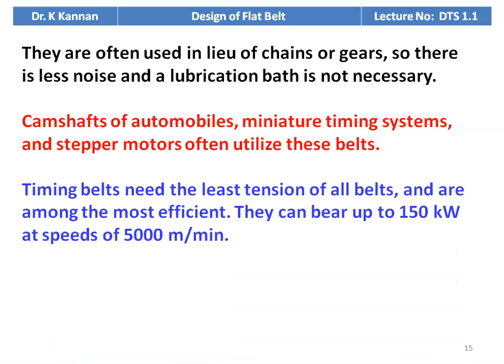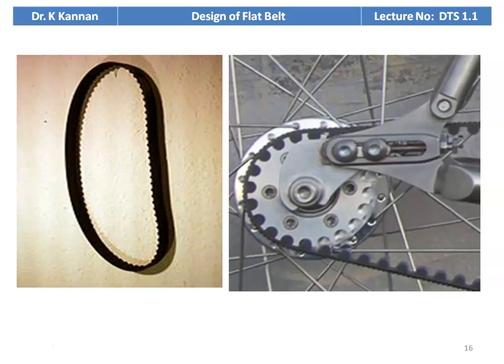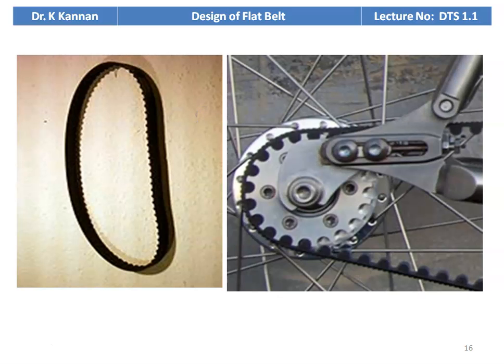Timing belts need the least tension of all the belts and are amongst the most efficient. Timing belt is the most efficient compared with the other types of belt drive. They can bear up to 150 kilowatt at a speed of 5000 meters per minute. And these are all examples of the timing belt used in different applications. So, this is the application of the timing belt in the cycle driving mechanism.